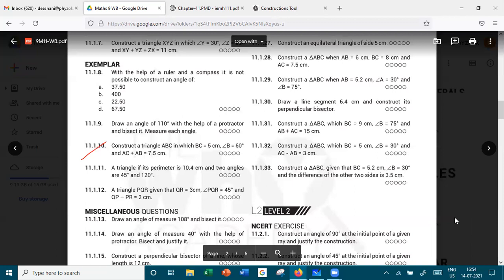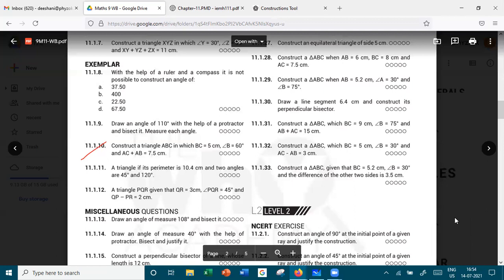Ma'am, I have a doubt. I messed up this thing. I made the angle on right side instead of the left side. So is it fine if I take B in the right side and C left side? Yes, that will work.